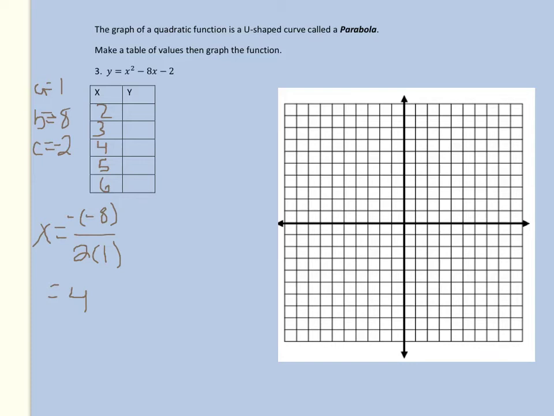Okay, so watch. If I substitute 2 in for the x, 4 minus 16 minus 2, you would get -14. And then we get -17, -18, -17, -14. So that means we're going to have to change the scale of our graph.